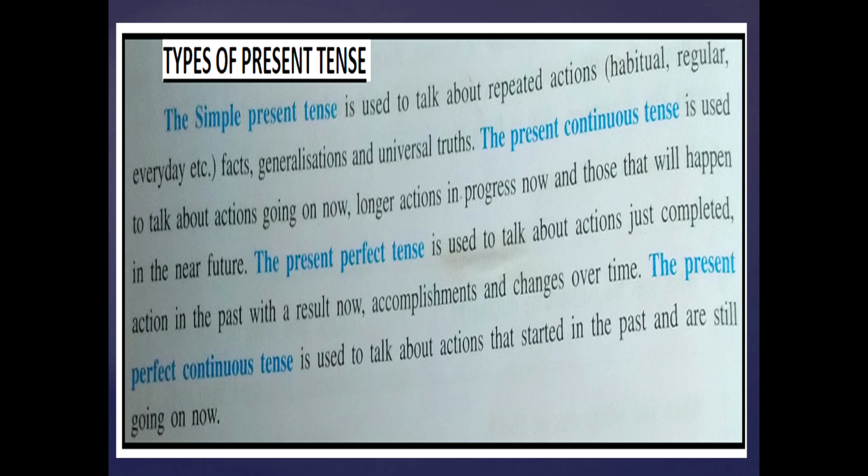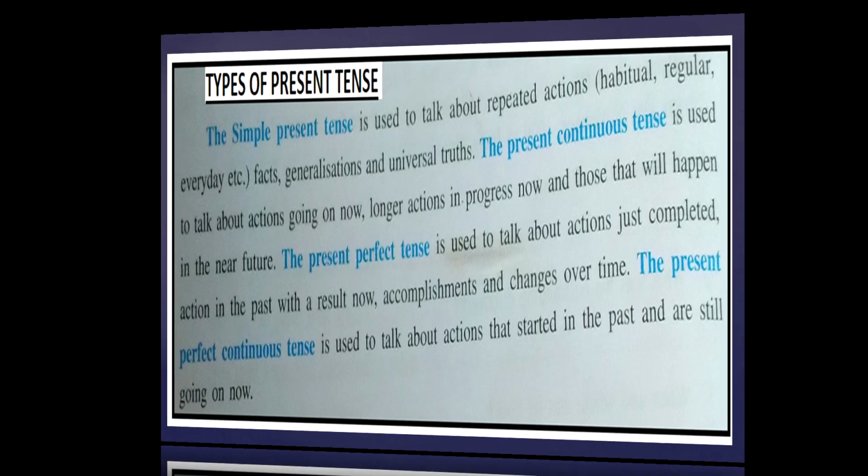And the present perfect continuous tense is used to talk about actions that were started in the past but are still going on. For example, I have been reading a novel, some particular novel I have been reading, which I started a few days ago, but still I am reading it, so it's going on. For that we can use present perfect continuous tense.